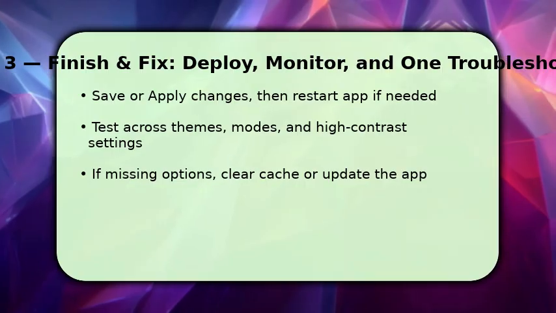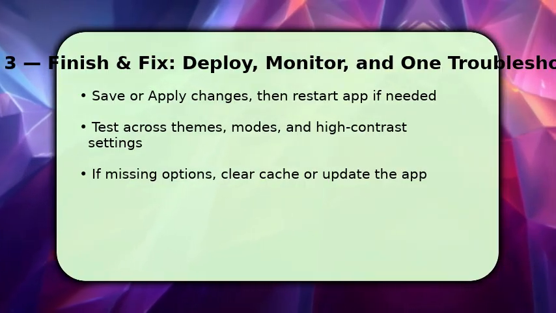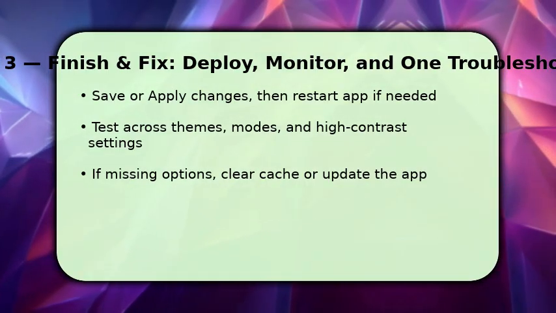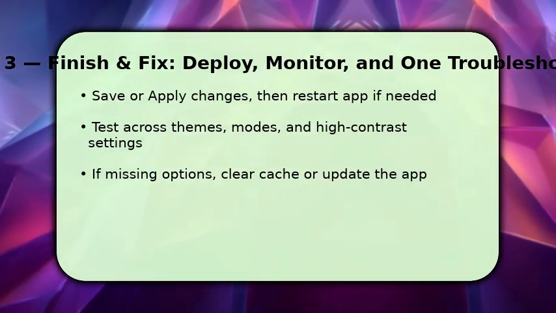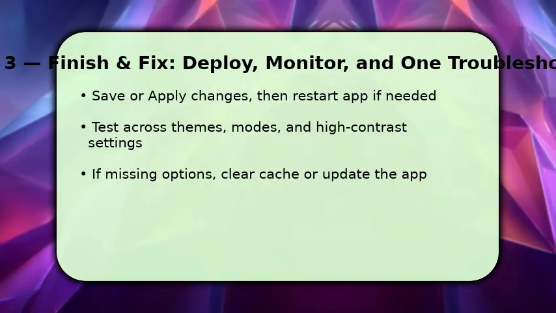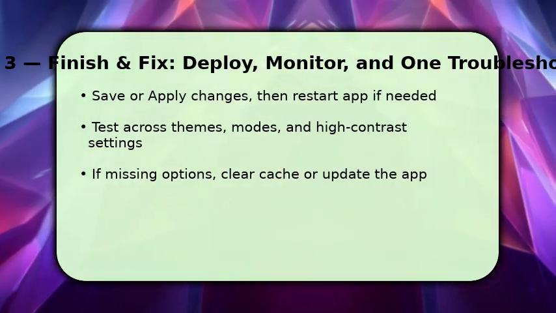If the color option is missing, check for updates, clear the app cache, or log out and back in. Those steps restore hidden controls. One key tip: if colors still behave oddly, reset theme settings before reinstalling to preserve your data.